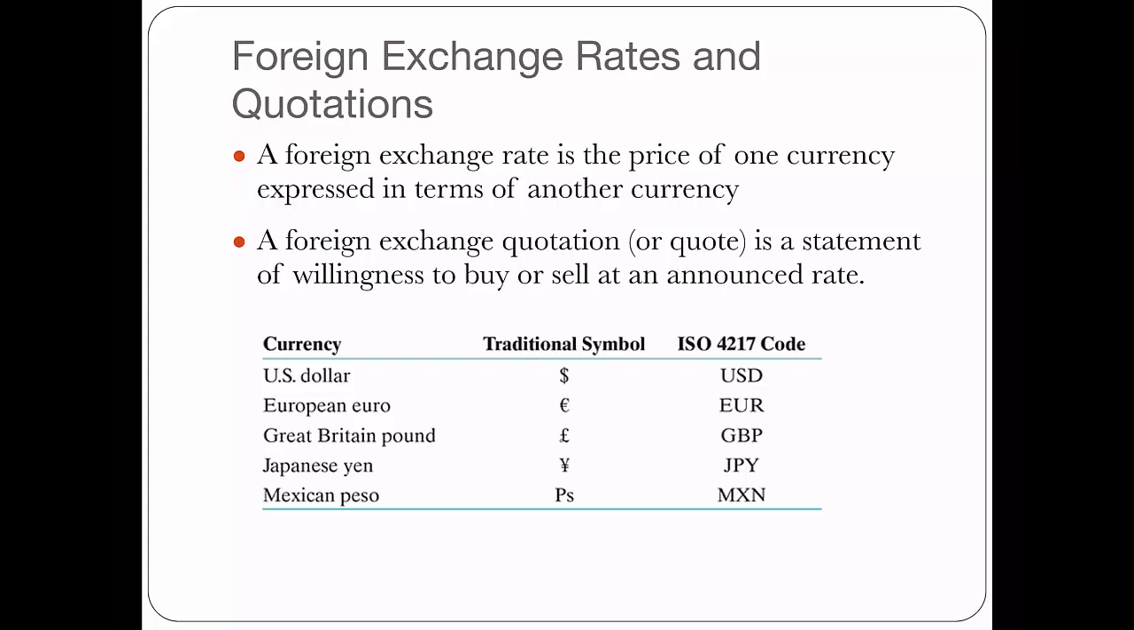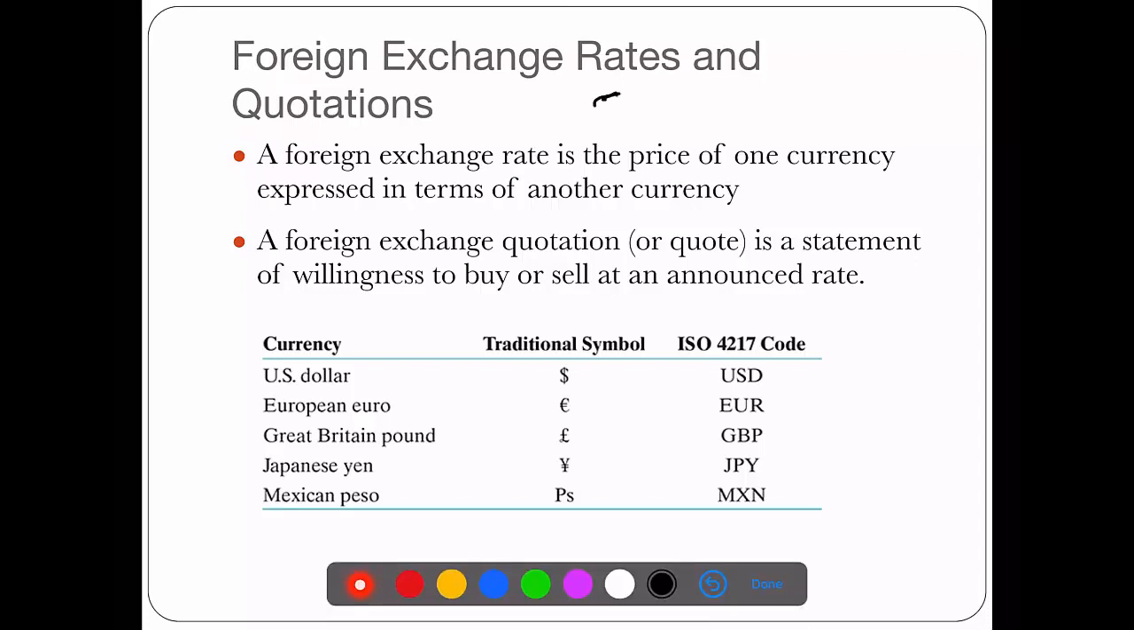I'll start with the example of the Canadian dollar and the US dollar. If we want to buy 1 unit of the US dollar, right now the exchange rate is 1.32 Canadian dollars. So it will be quoted as 1 unit of the US dollar, and we can buy it by paying 1.32 units of the Canadian dollar. So this is how it is quoted.